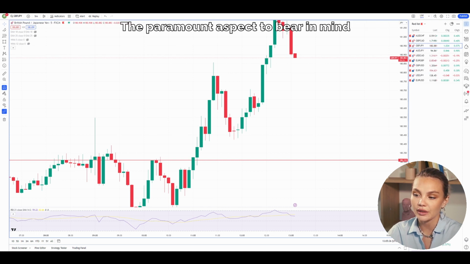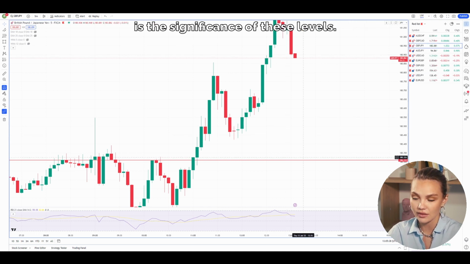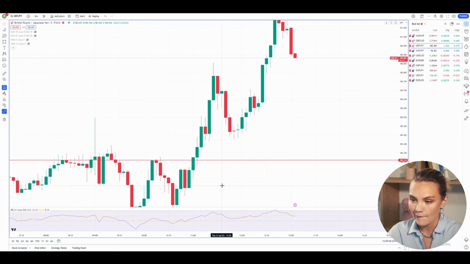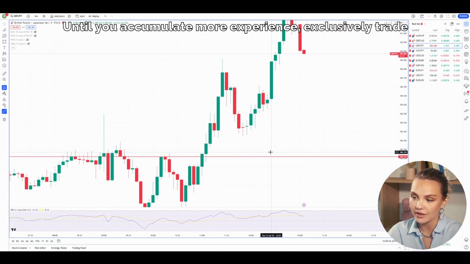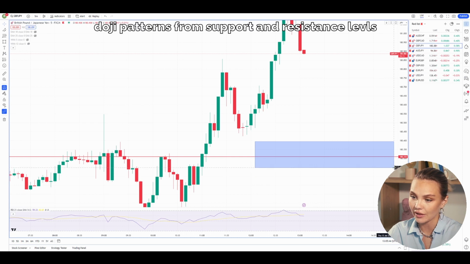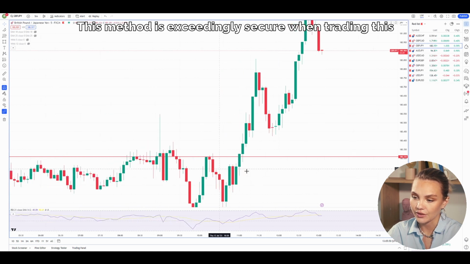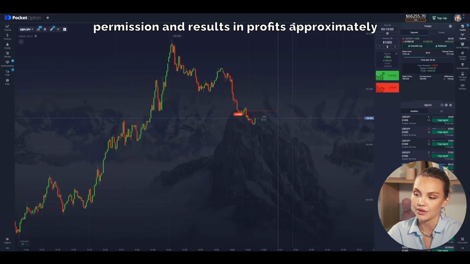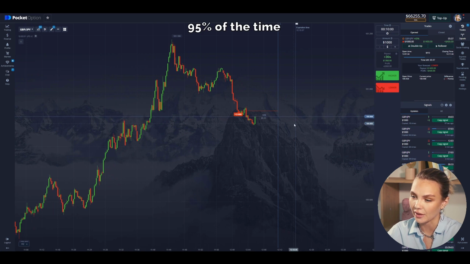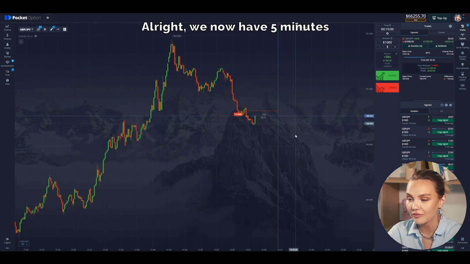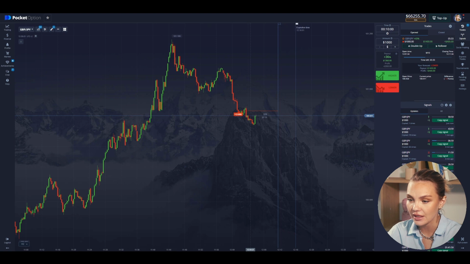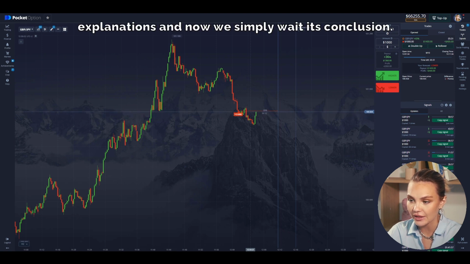The paramount aspect to bear in mind is the significance of these levels. Until you accumulate more experience, exclusively trade doji patterns from support and resistance levels. This method is exceedingly secure when trading this formation and results in profits approximately 95% of the time, actually. Alright, we now have 5 minutes remaining until the trade concludes. I've provided comprehensive explanations and now we simply wait for its conclusion.